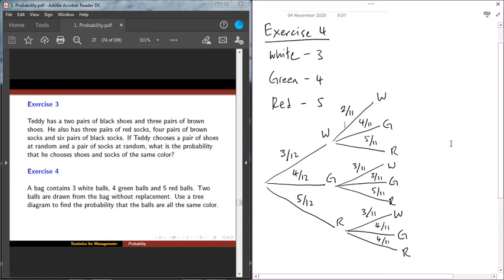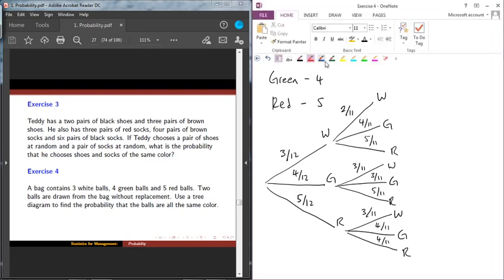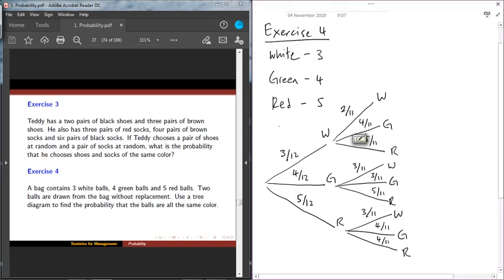Sir, but they said 2 balls are drawn from the bag without replacement. Yeah, this is the first ball, and this is the second ball. Once you select the first ball, you don't put it back, you're still holding it. That is called without replacement. Okay, sir. Thank you, sir.